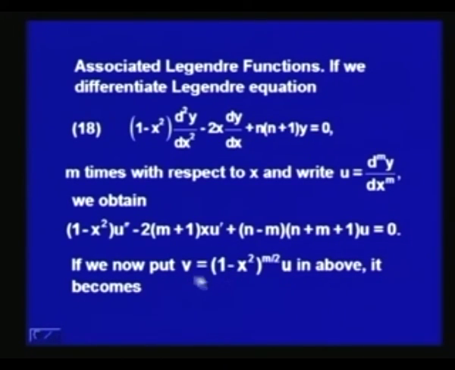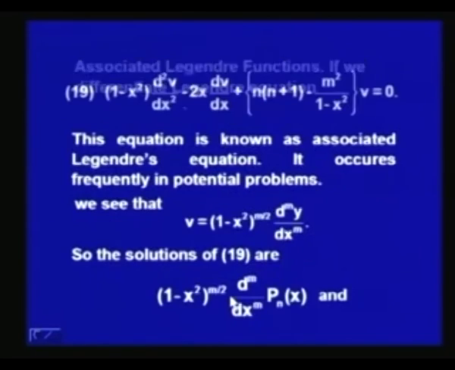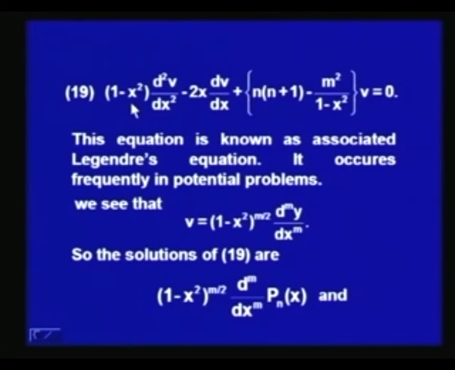Now, if we put v equal to (1 minus x square) to the power m/2 into u in this equation, then it becomes the following: (1 minus x square) d²v/dx² minus 2x dv/dx plus [n(n+1) minus m²/(1 minus x square)] v equal to 0. This equation is known as associated Legendre's equation, and it has applications in the potential theory. It occurs frequently in potential problems.